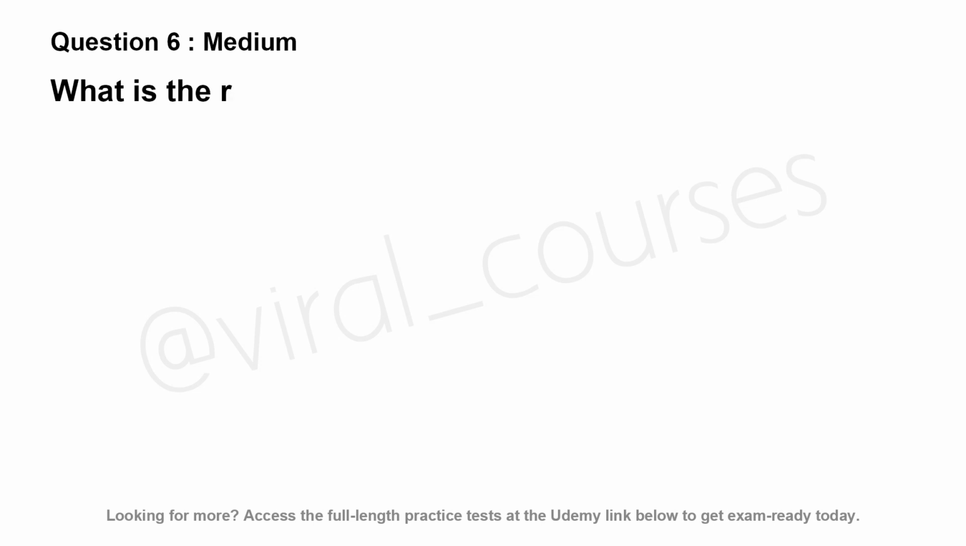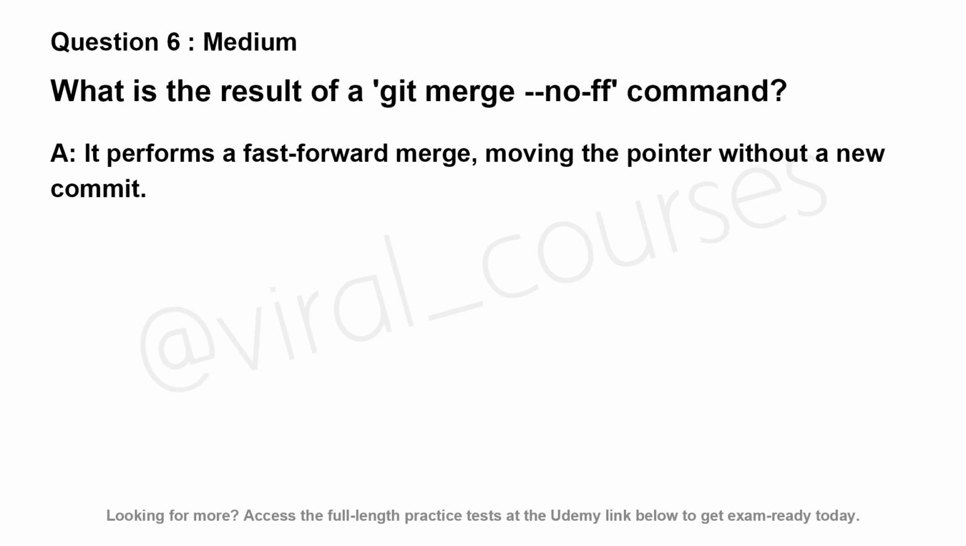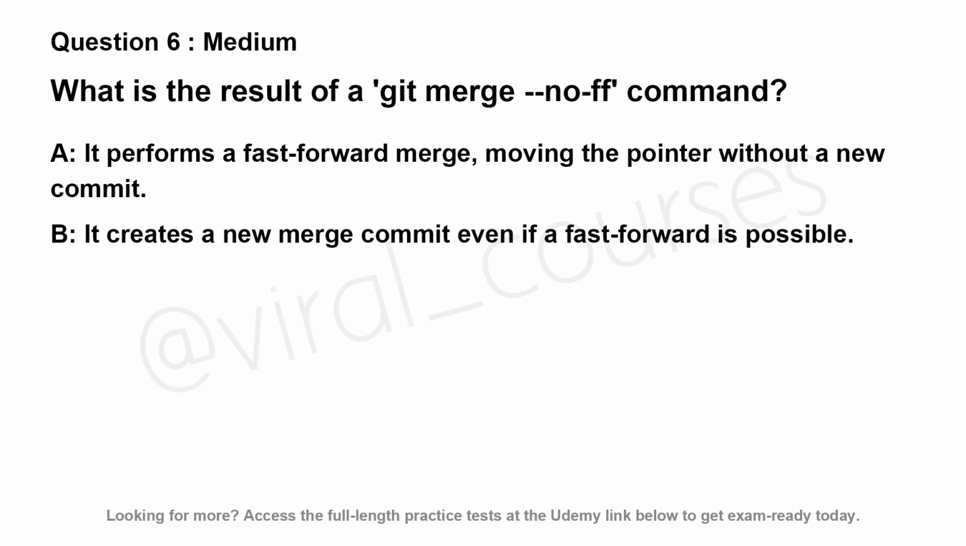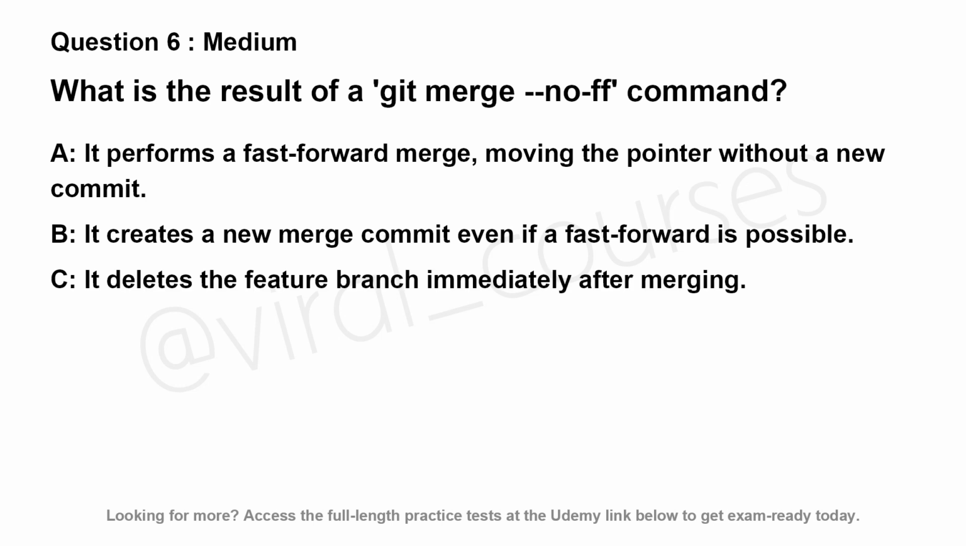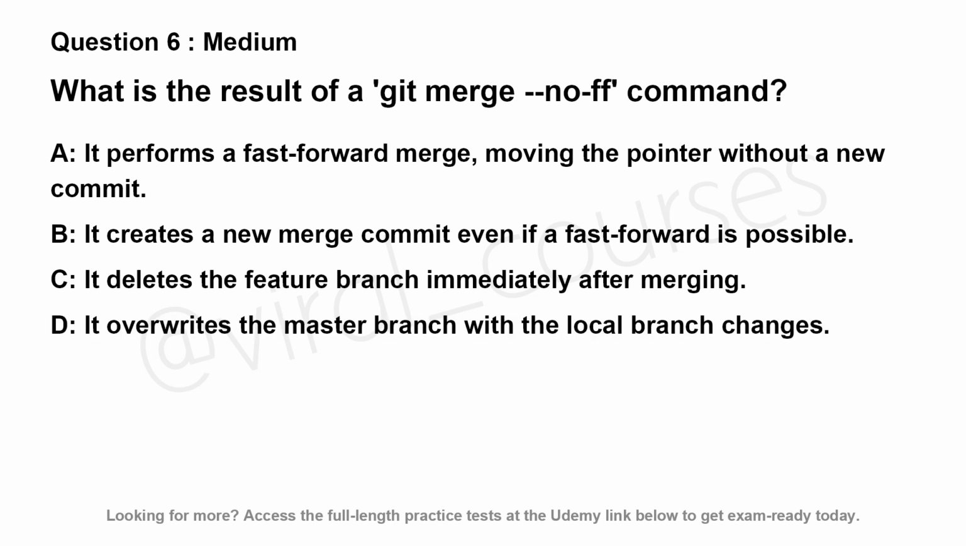What is the result of a git merge --no-ff command? Option A. It performs a fast-forward merge, moving the pointer without a new commit. Option B. It creates a new merge commit even if a fast-forward is possible. Option C. It deletes the feature branch immediately after merging. Option D. It overwrites the master branch with the local branch changes.